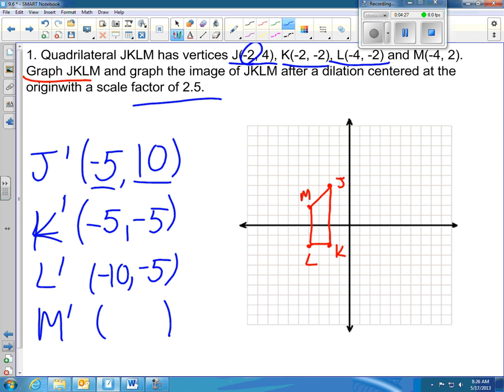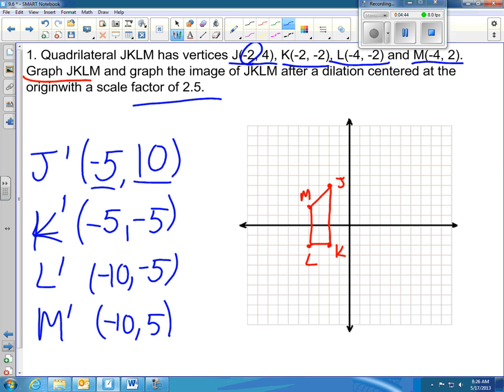And that leaves us to M prime. M here is -4 and 2. Very familiar numbers. -4 times 2.5. Punch these in your calculator. You're going to find out it is -10. And then 2 times our 2.5 is going to give us 5.